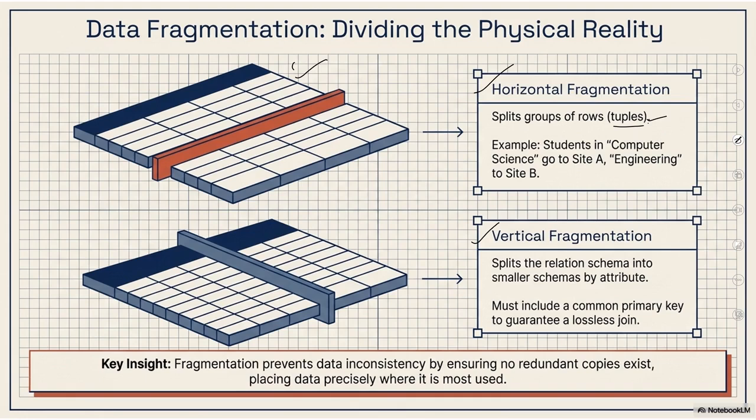And students in computer science go to site A. If a student is in some other department, they will go to site B, like this. For example, if we purchase something on Amazon, we are following different data centers.